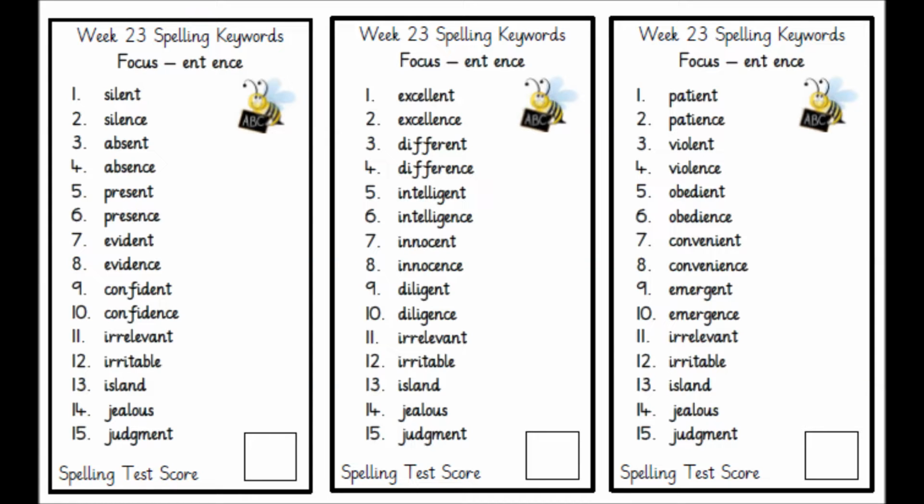Yellow. Okay, here we go. Here are our spelling words for the week. As you can see, they all end in ENT and ENCE. And this is the same as last week, ANT and ANCE. So for example, silent, silence.